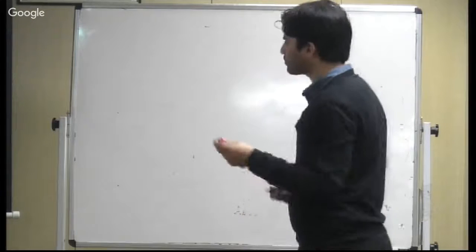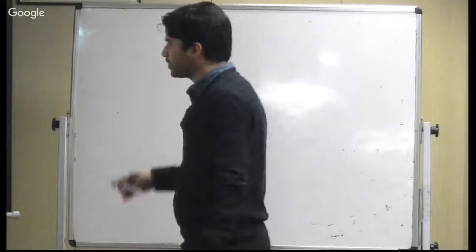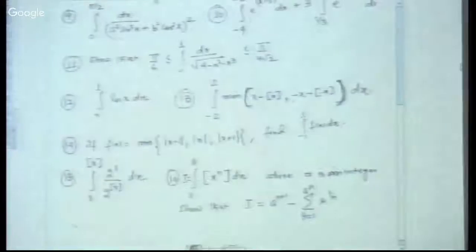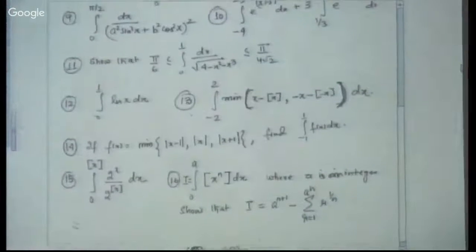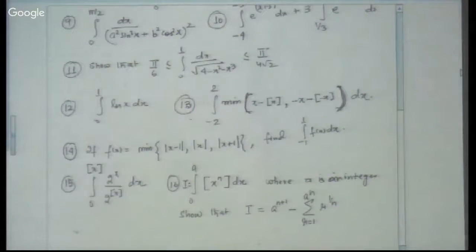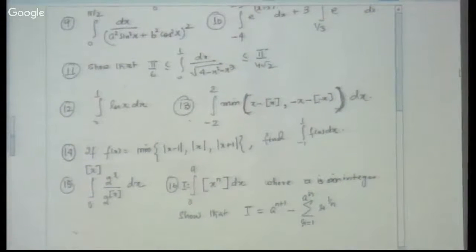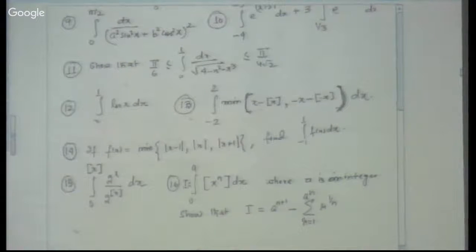Now, see the question. I is the integral from 0 to a of x to the power n dx, where a is an integer. Okay, a is an integer. Show that I is a to the power n plus 1 minus sigma r equals 1 to a of r to the power 1 by n, right?